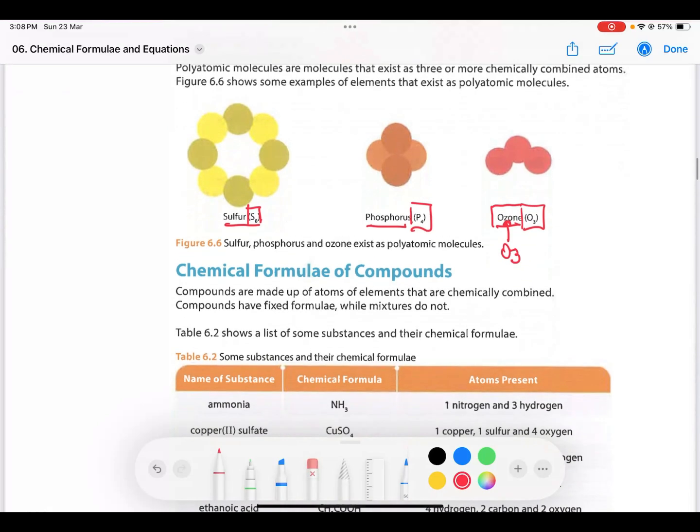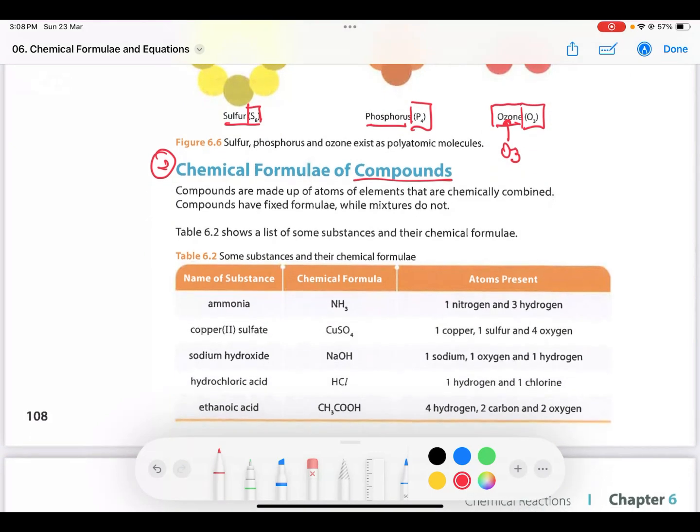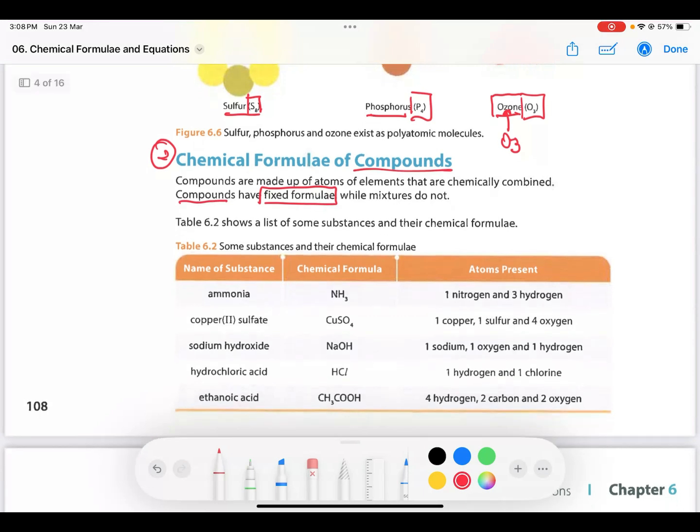Now how about compounds? We're now going to go into the chemical formulas of compounds. How do you know what the formula of a compound is? Do take note that compounds have a fixed formula. You learned this in element, compound, mixture. They are combined in a fixed ratio.